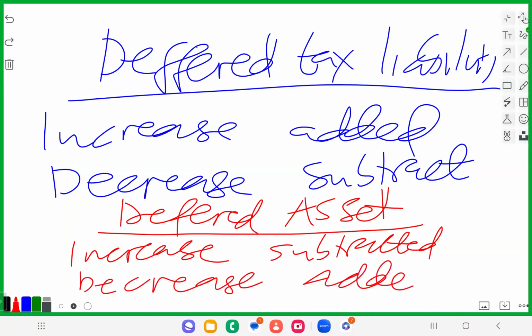I know an example will help you understand this better. So the deferred tax is handled in that way. Okay, the deferred tax is actually handled in that way.